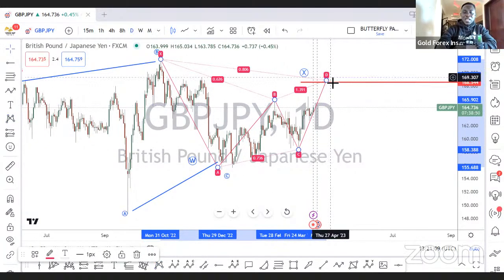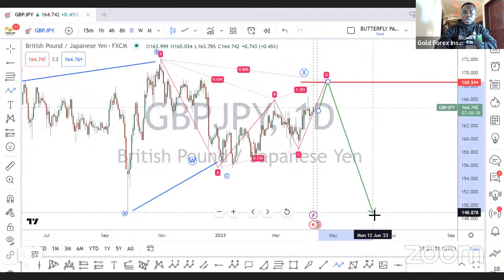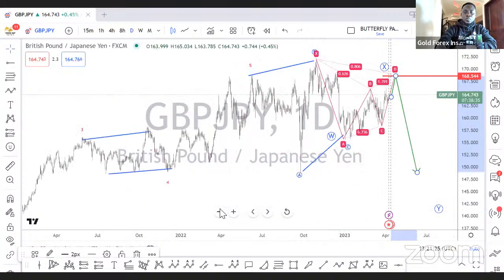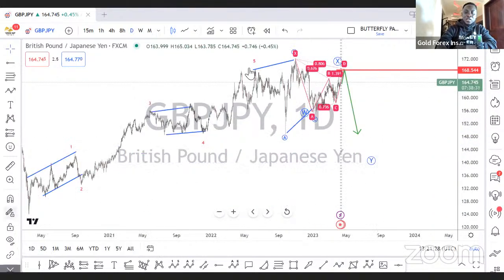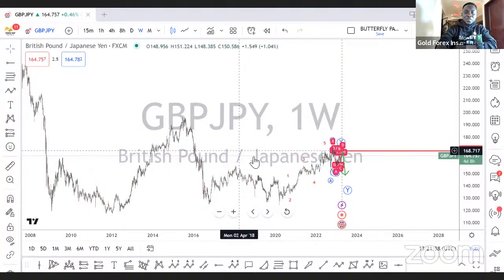So I'm expecting a Gartley pattern formation, which will complete the X. Then we have another move down. So pound JPY, I'm expecting an up move and then down. Okay. So this down will complete all the, so this will be a full impulsive move on the higher time frame. You see, a full impulsive move on the higher time frame.